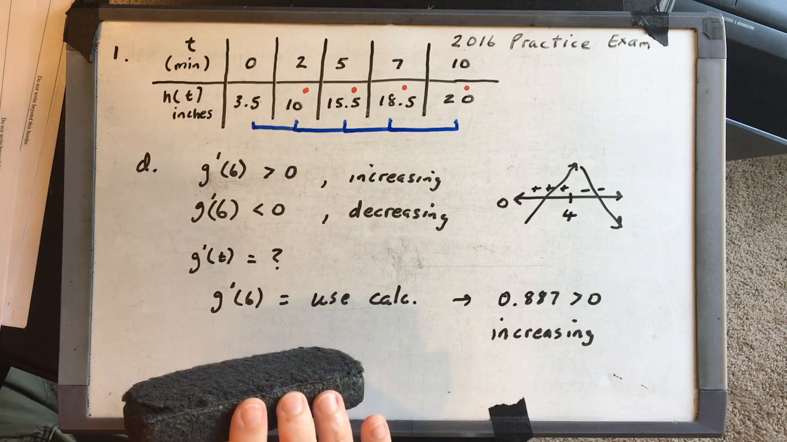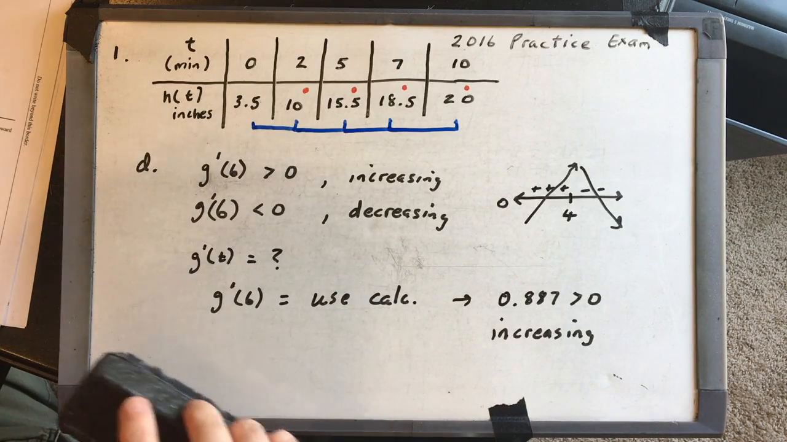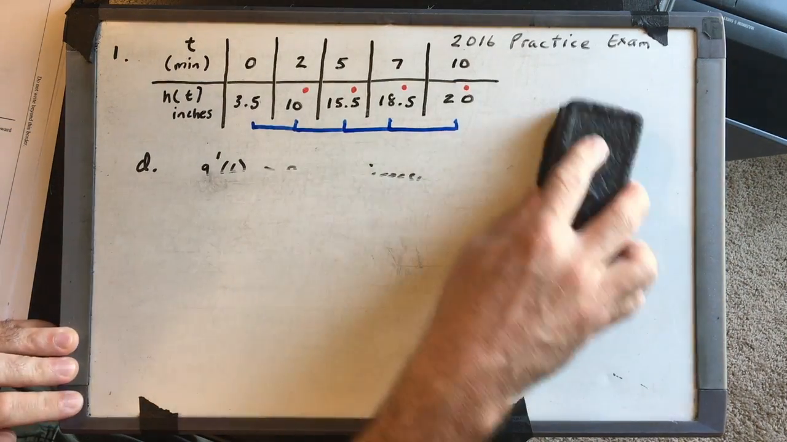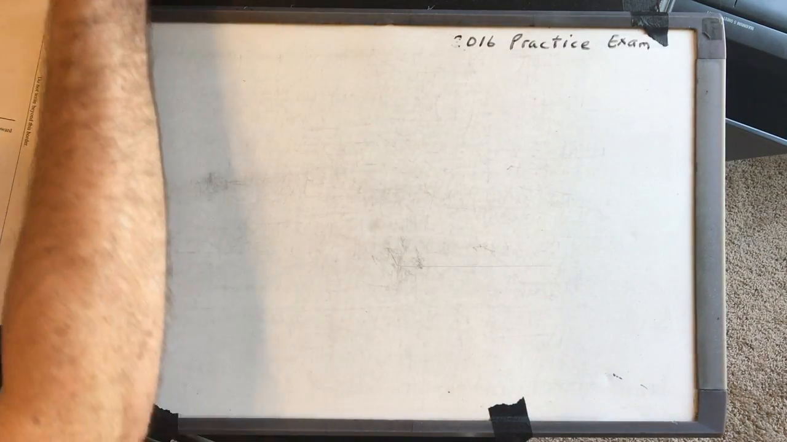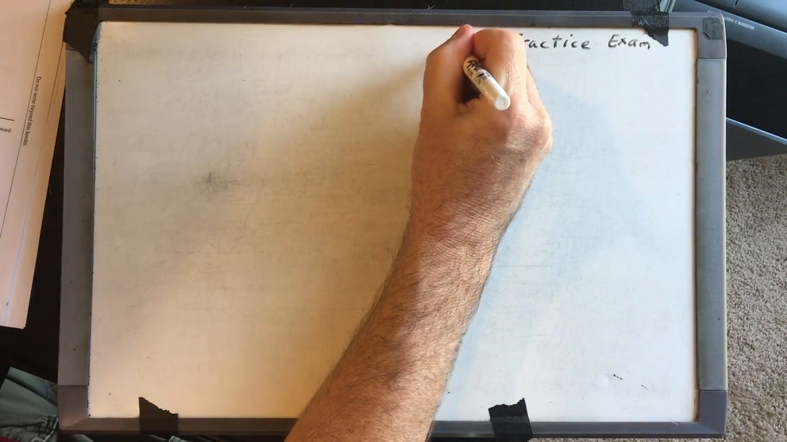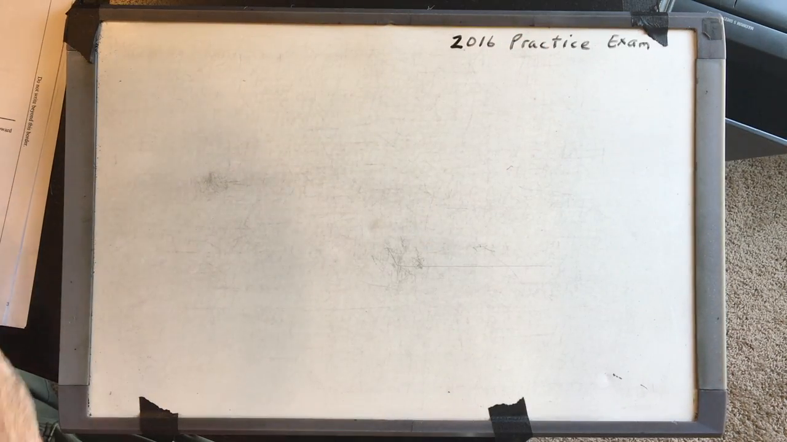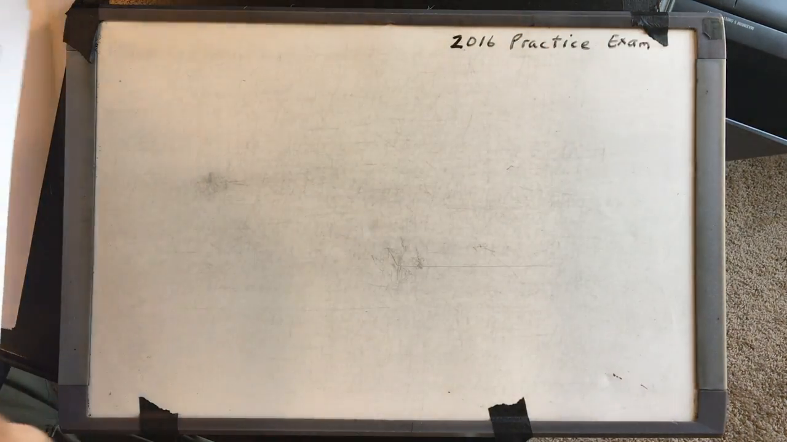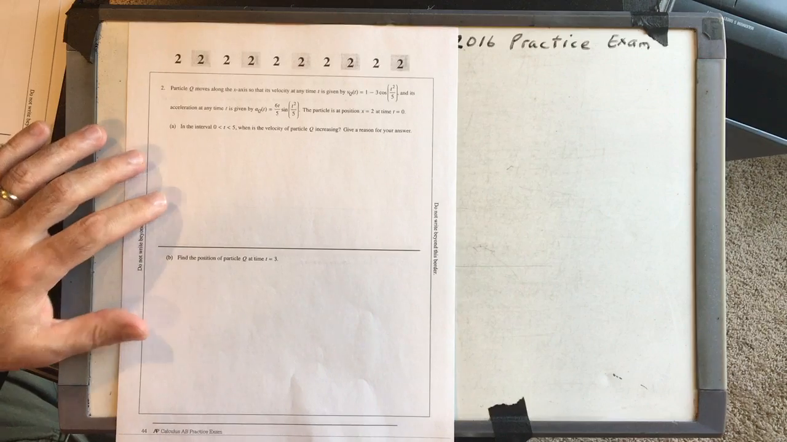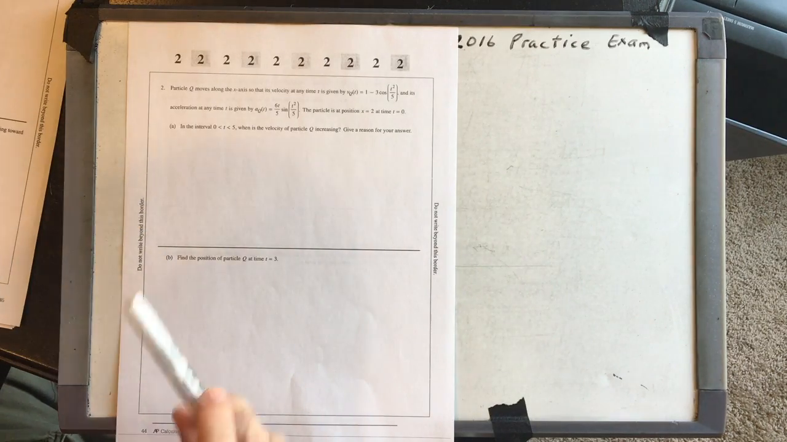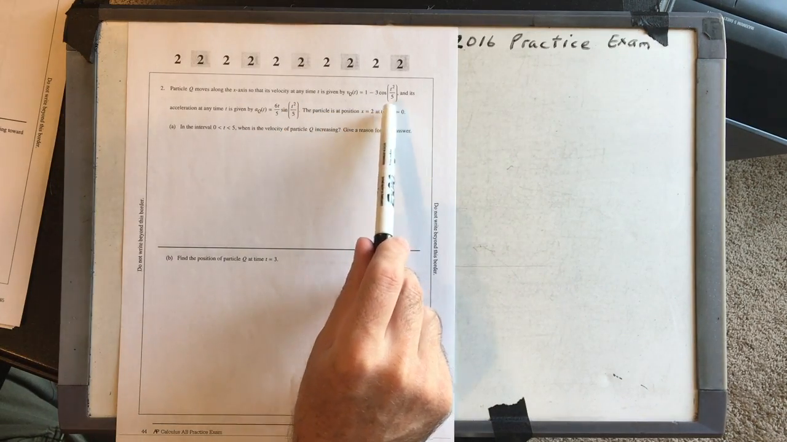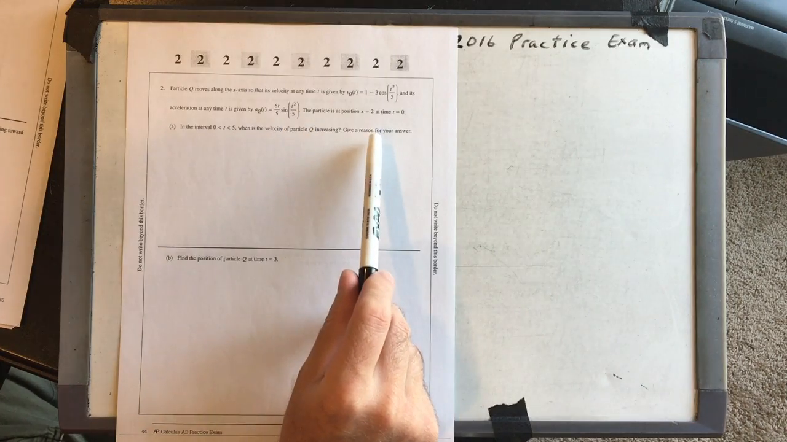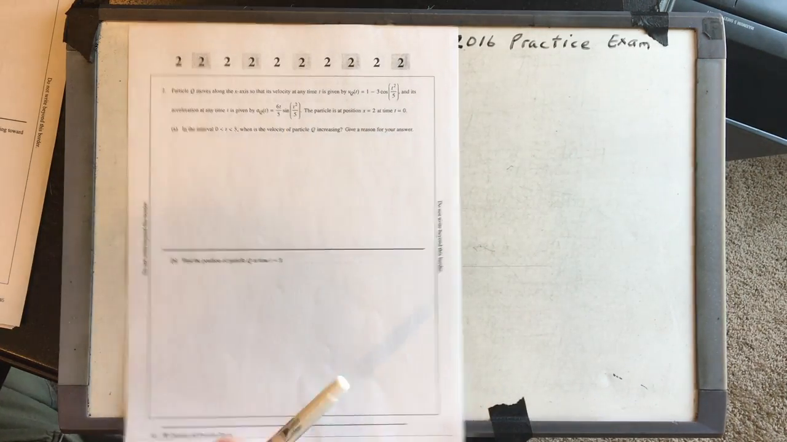Let's take a quick look at number 2, if you want to pause the video for a second, or fast forward. Okay, number 2, part of it could be on the test, and part of it probably not. A particle moves along the x-axis, and it gives us a velocity equation. It also gives us an acceleration equation, and it gives us some initial information.